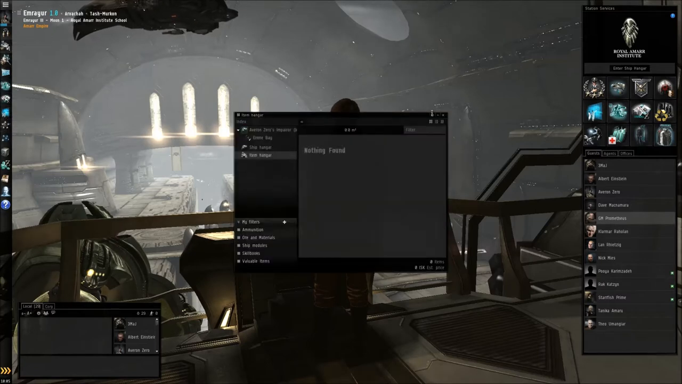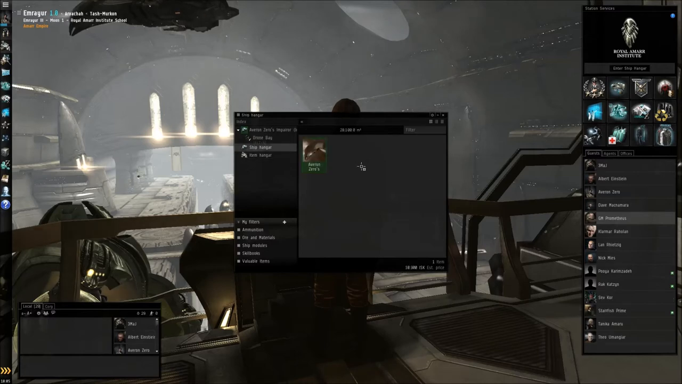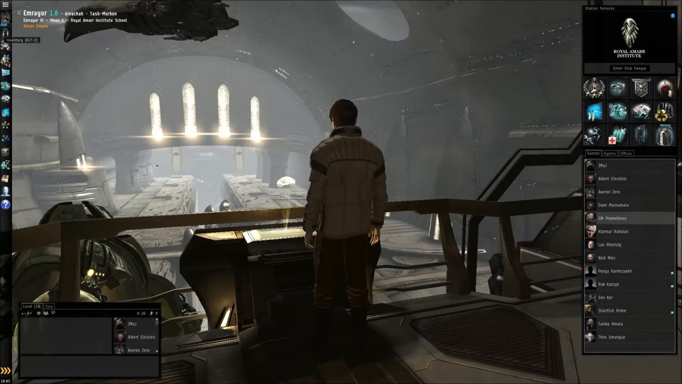But yeah, here's the inventory. This is my hangar in the space station. This is my inventory in the ship. And this is the drone bay. Oh, I didn't know this ship could have drones.